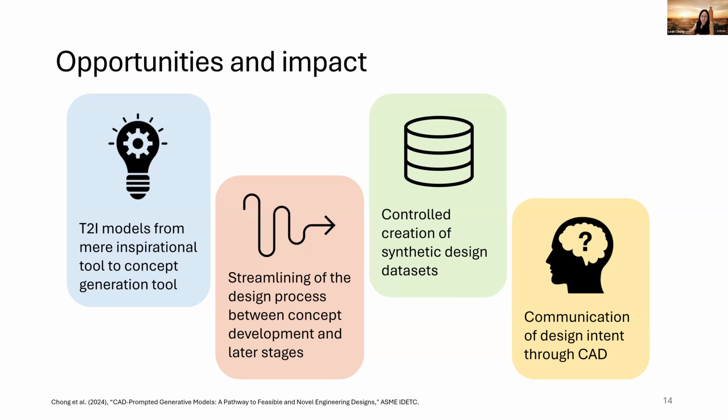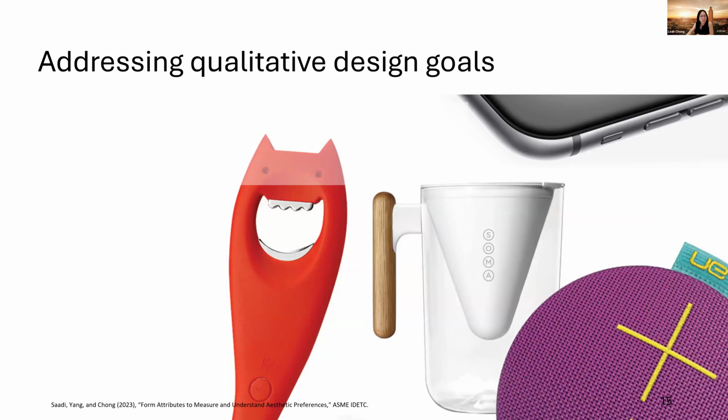So this is one example of what we've been doing to create AI tools for designers. And I want to move on to the second work, which has been really addressing qualitative design goals. So in engineering design research, especially when it comes to AI research, a lot of the research has been focused on addressing quantitative design goals and how do we make that more efficient.